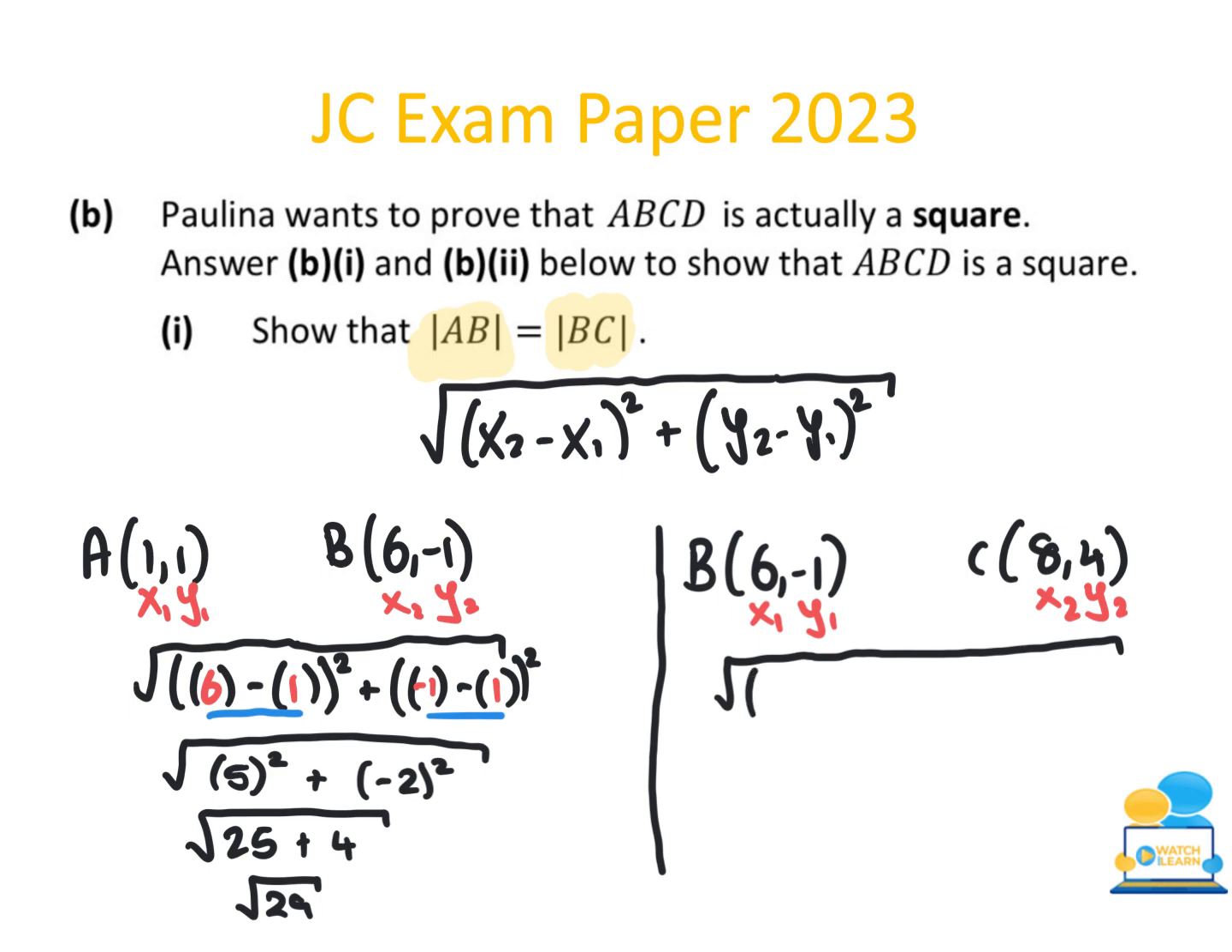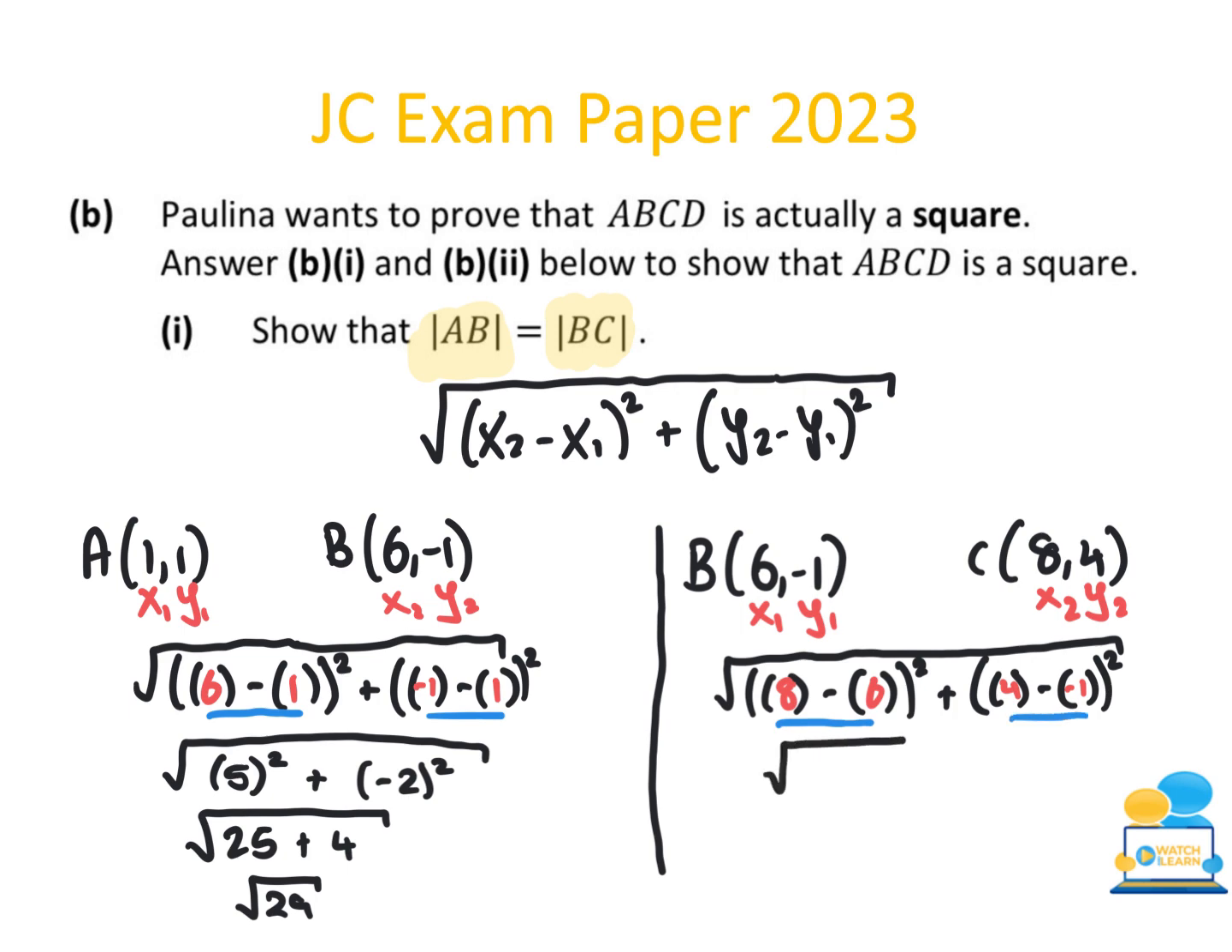So we have bracket, empty bracket for x2 minus empty bracket for x1, close my bracket with the square, plus bracket, empty bracket for y2, minus empty bracket for y1, and the square goes outside. Now I can fill in my x2 variable here was 8, my x1 was 6, my y2 was 4, and my y1 was minus 1. And again, using BIMDAS, I'm going to do what's inside the brackets first.